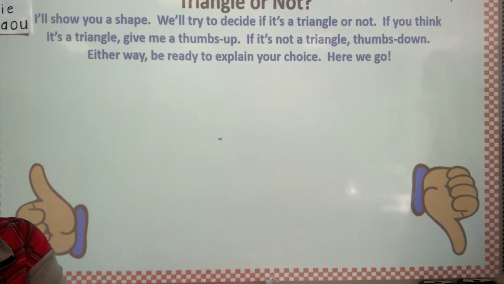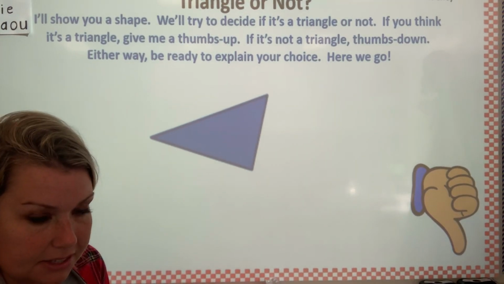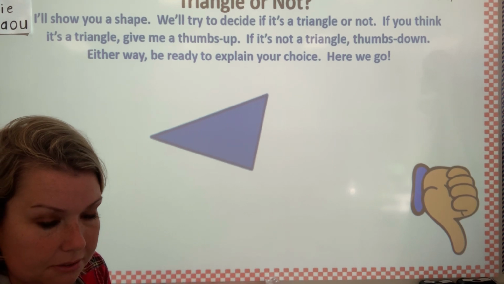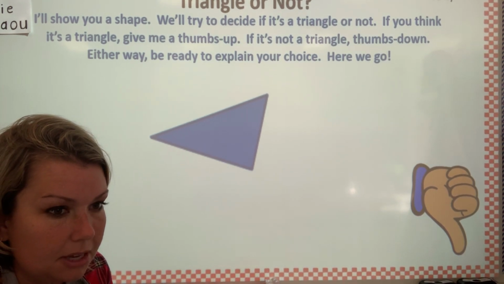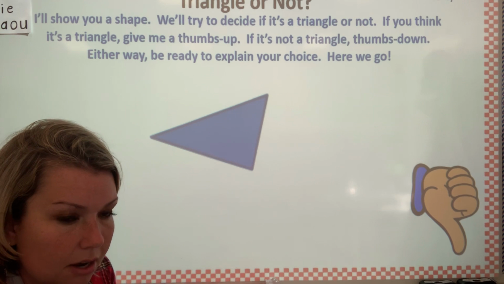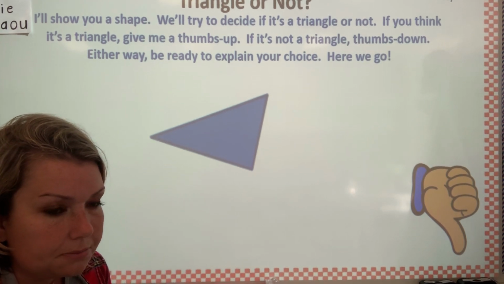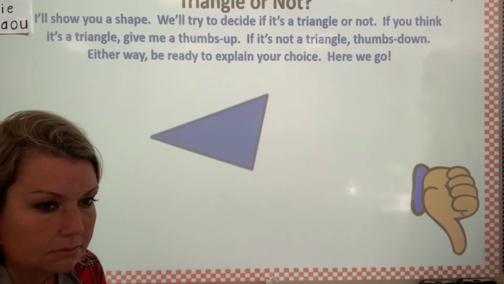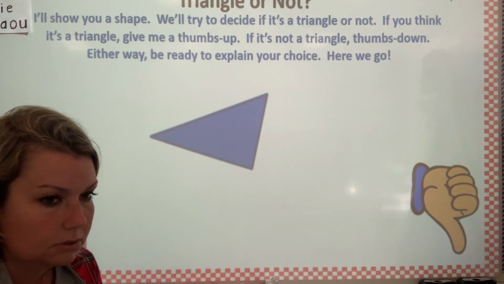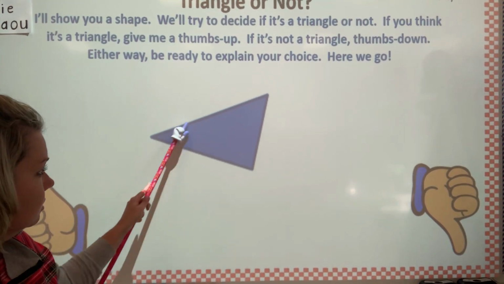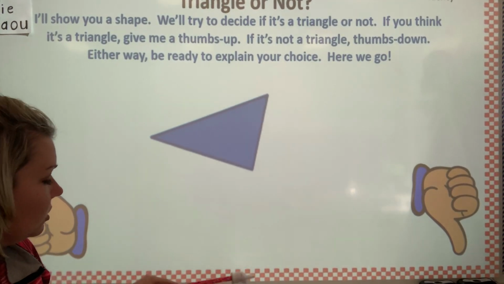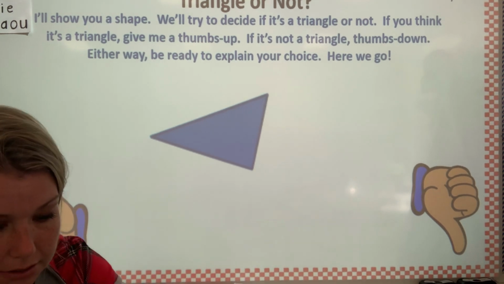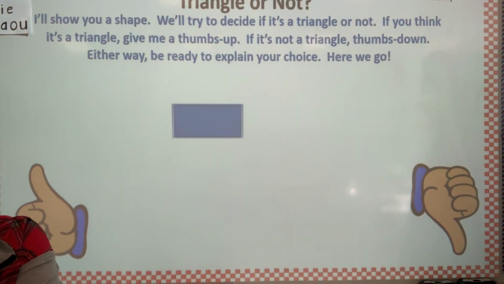Let's take a look. What about this? Is this a triangle? Thumbs up for yes. Thumbs down for no. Okay, let me call on a friend. Why is this a triangle? Because it has 3 straight sides and 3 corners. Very good, and it's closed. Awesome job. Let's look at our next one.